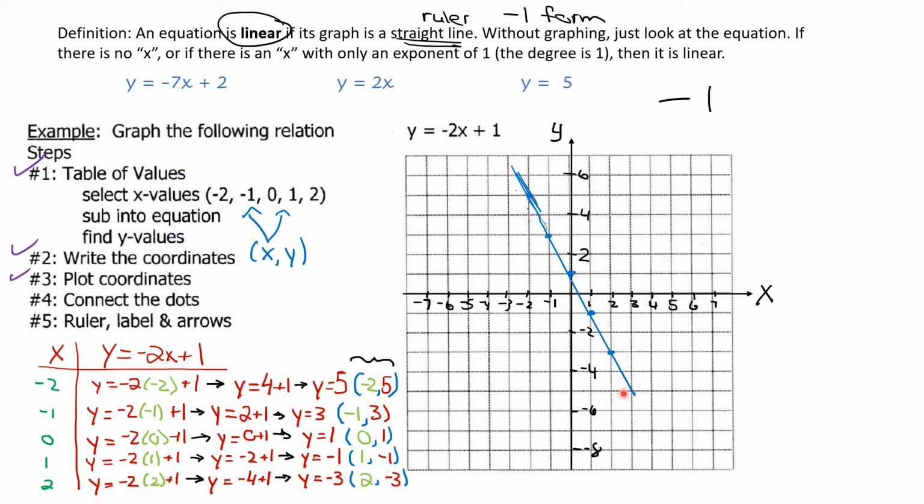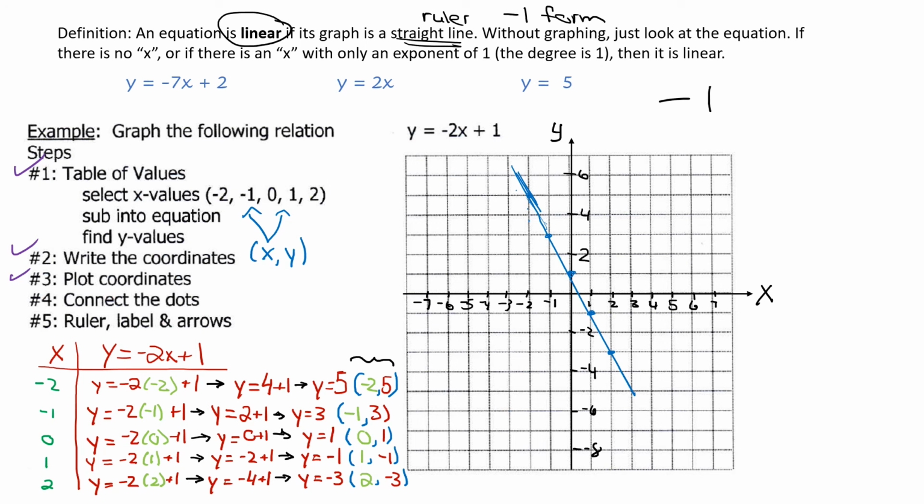I extended my line, and that's really important because these x values that we picked are pretty standard to pick, but I could have picked a negative 3, which would have given me this point, or I could have picked a negative 20. So these points are easy to sub in. They're negative, 0, and positive, which makes them pretty straightforward. But our line does continue in both directions to infinity. So we extend it a bit on either end beyond the last coordinate, and then we put arrows on.